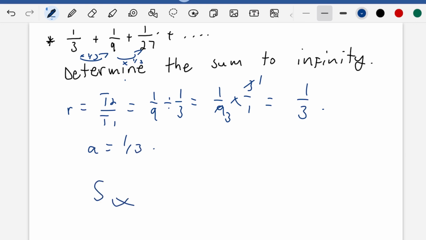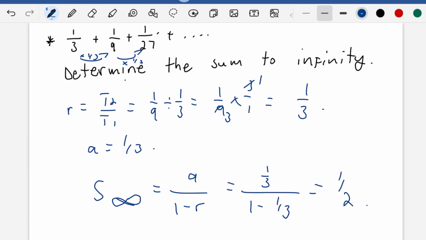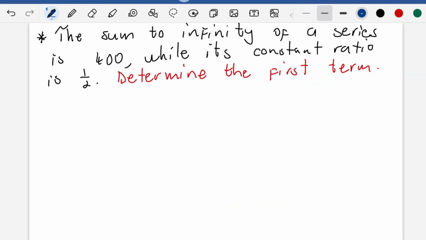The sum to infinity for this, which is always a over 1 minus r, would be 1 over 3 divided by 1 minus 1 over 3. Now, if you put that in your calculator, 1 over 3 over 1 minus 1 over 3 should give you a half. So the sum to infinity here is a half.